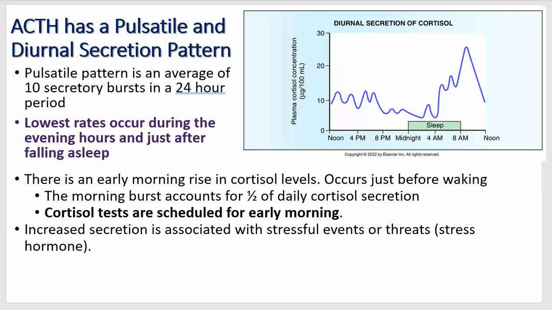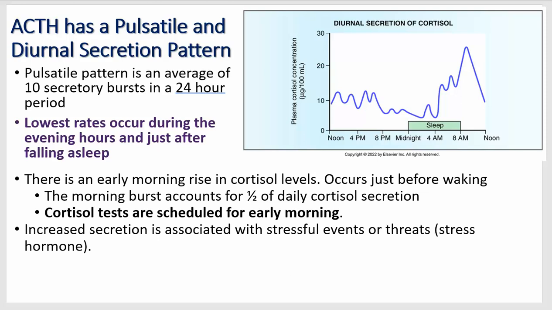All right, so how does it work? So this is interesting. So ACTH has a pulsatile and diurnal secretion pattern. What does that mean? Well, pulsatile means that probably every couple of hours, a little more.